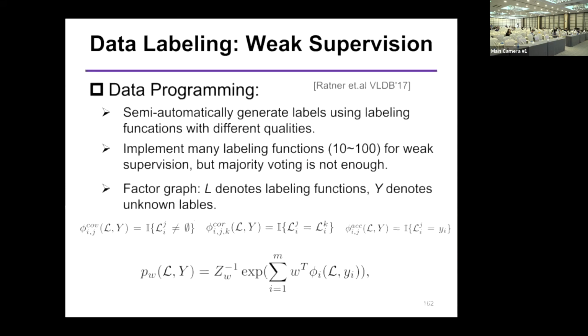Snowball first provides a user-friendly interface and asks the experts to provide high-quality rules. Applying the labeling functions to data gives a labeling matrix L, and then they use these rules to build a factor graph. L denotes the labeling functions, and N denotes the new labels, and they use a graph model to deduce the final labels.